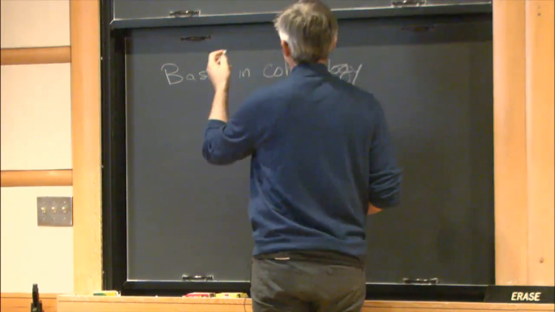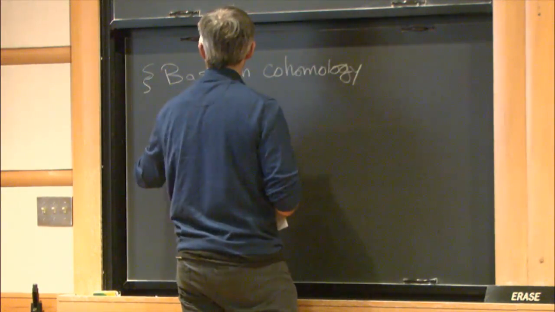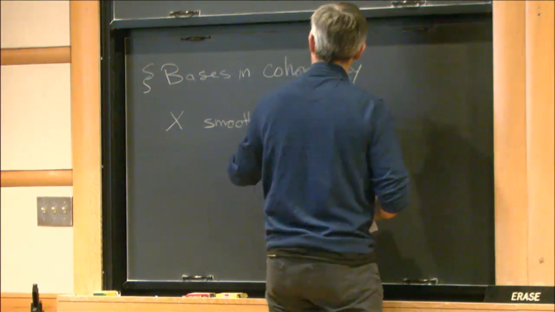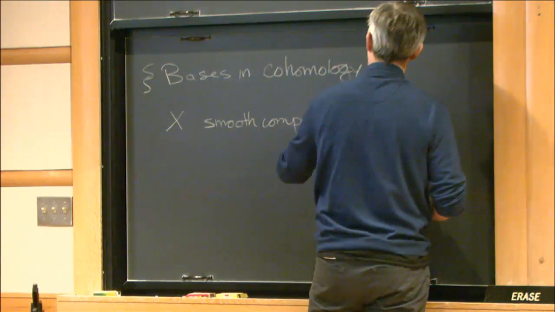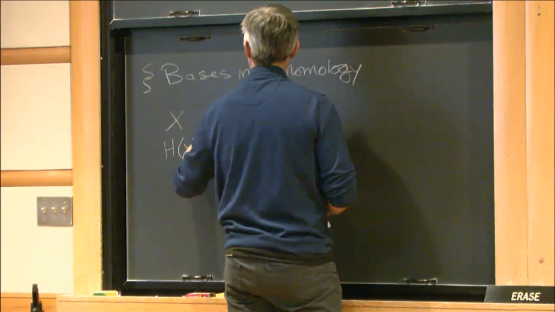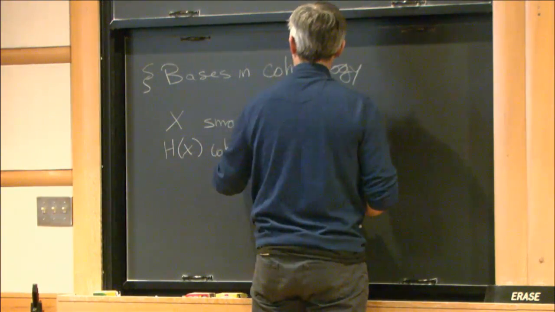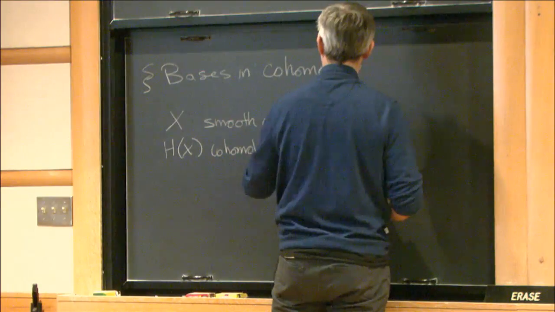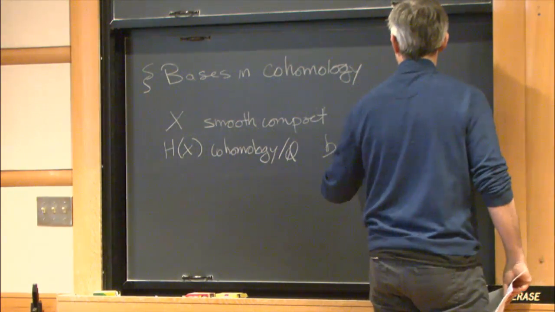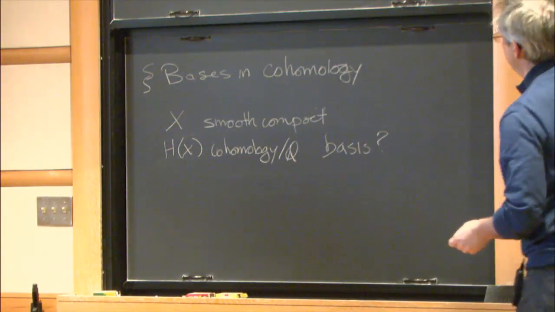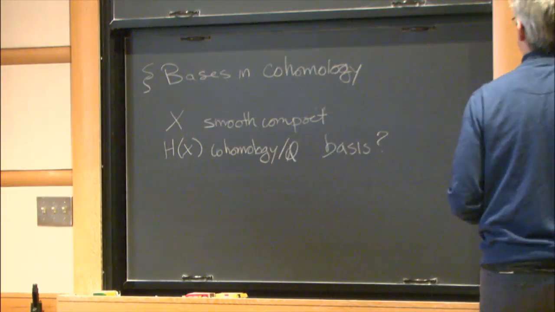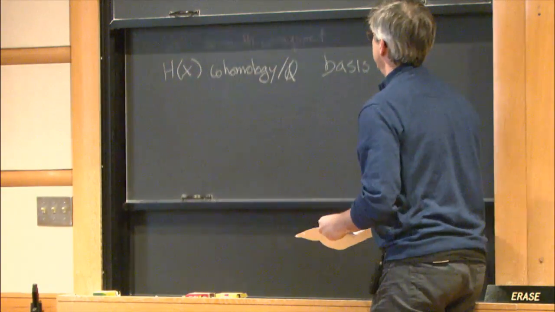Okay, so I want to start off by talking about bases in cohomology. So, let's say you have X, a smooth compact manifold, and H of X is the cohomology, let's say, over Q. Then how do we find a basis for the cohomology?